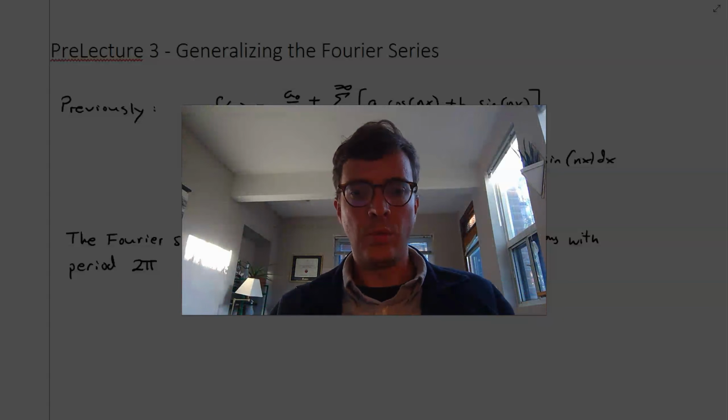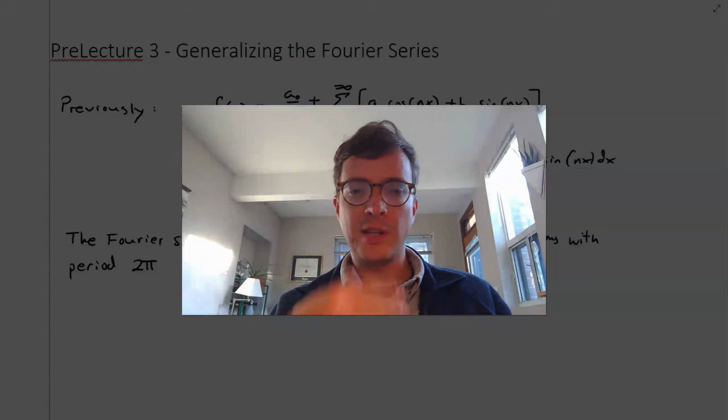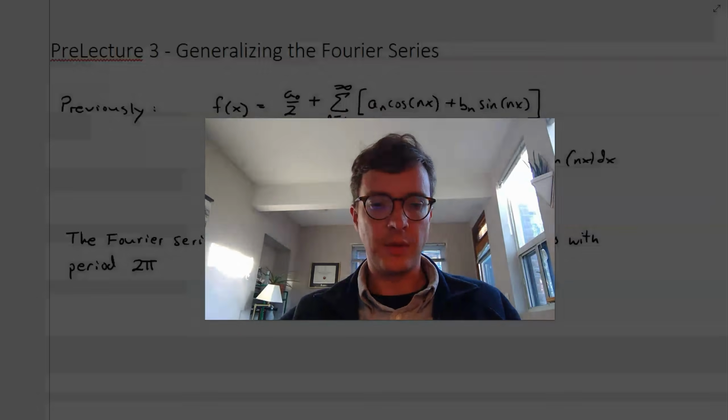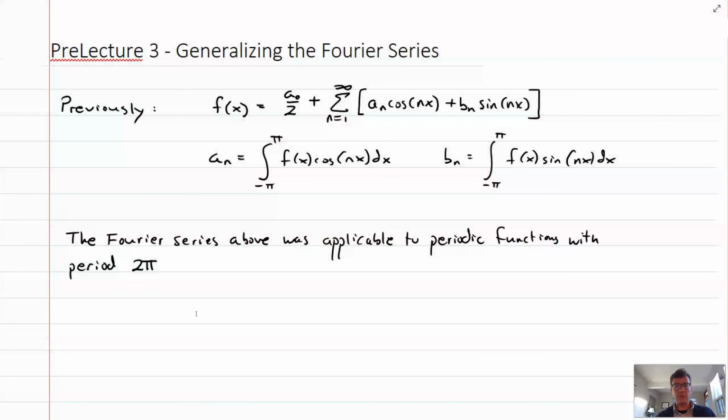So what we've done so far is actually a little bit restrictive. If I go here, you should be able to see these are the formulas that we've given for the Fourier series. There's the Fourier series here, and those were the formulas for the coefficients an and bn. And remember, this is only applicable to functions which are periodic with a period of 2 pi. So that seems a little bit restrictive. In fact, it's quite restrictive.